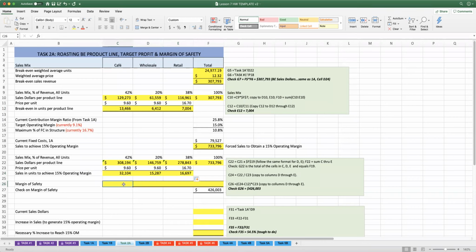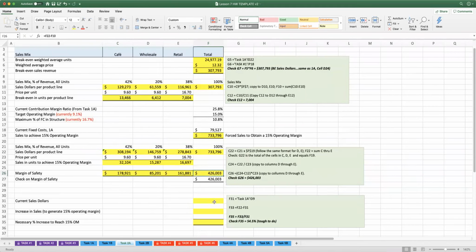All right, so anyway, margin of safety for each product line. So that would be the current sales at that level minus the break-even sales at that level. So for each product line, there's that. And then let's get the total too. So total sales at that level minus break-even sales. All right, so that's the margin of safety we'd have at that level of sales. So that's huge. That's almost as much total sales we have right now.